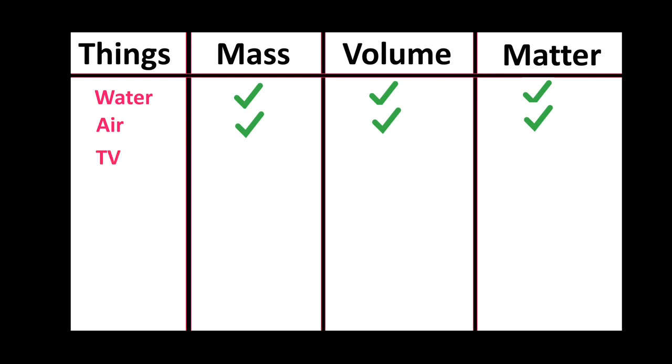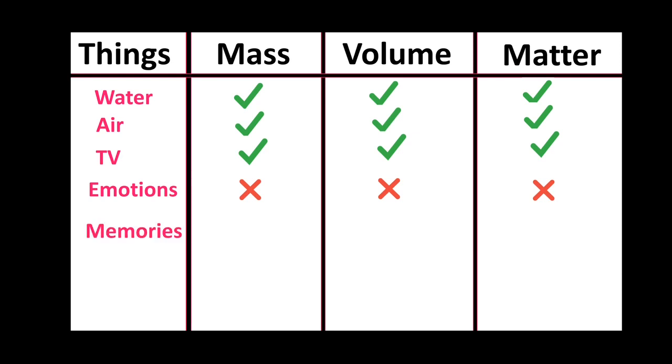Next one is TV. We know that TV has mass and it has volume also. That means it occupies some space. So, TV is an example of matter. Next one is emotions. Emotions means your happiness, sadness. Can we measure its mass? No, we cannot measure its mass, and thus we cannot measure its volume also. So it doesn't belong to matter.